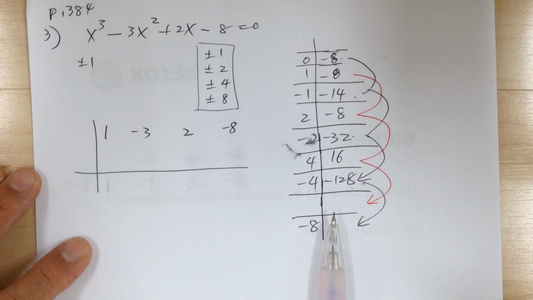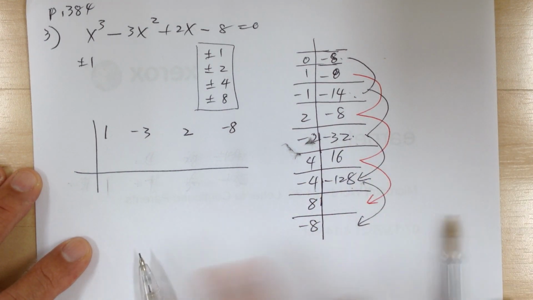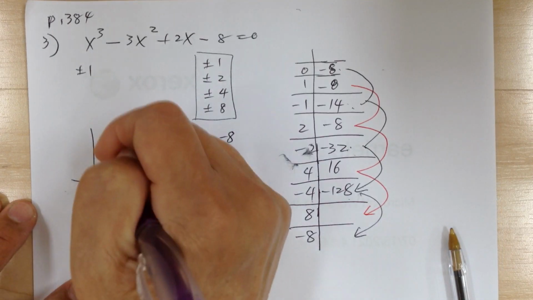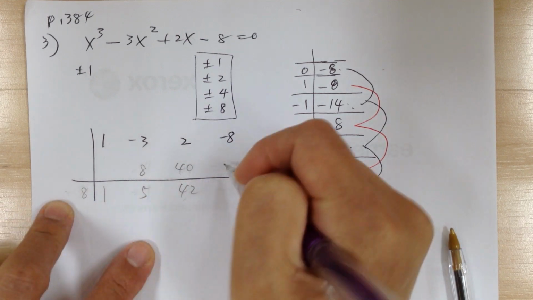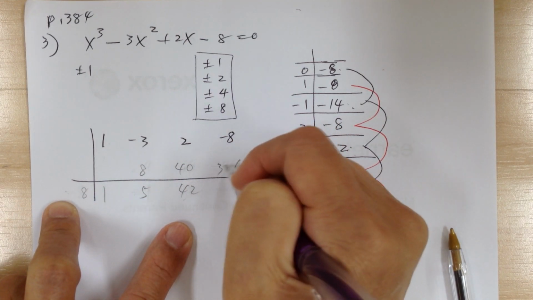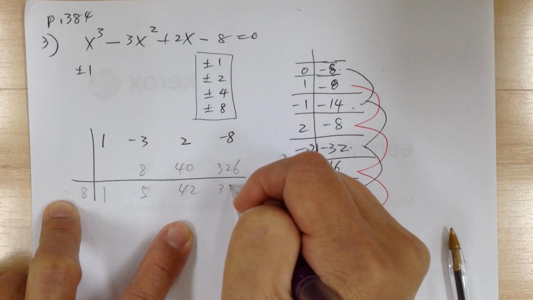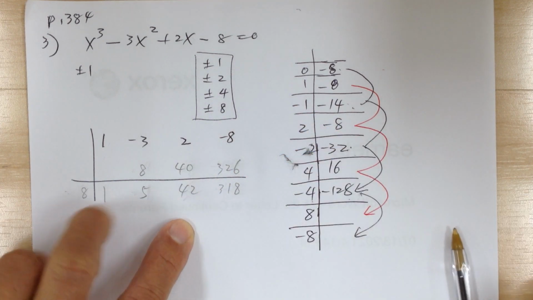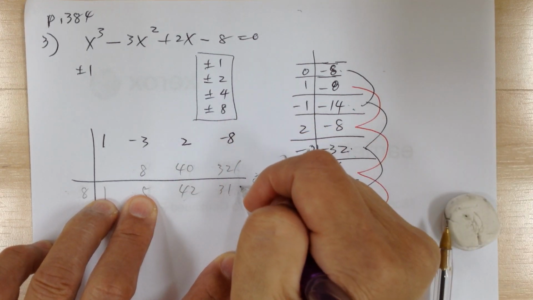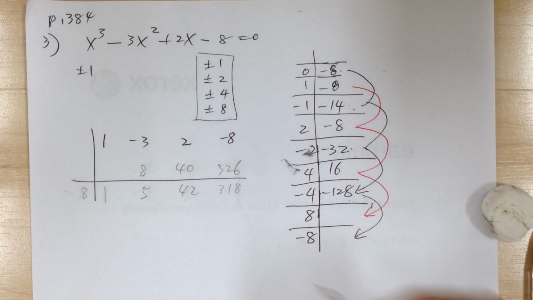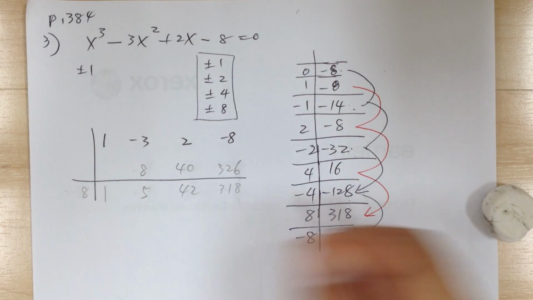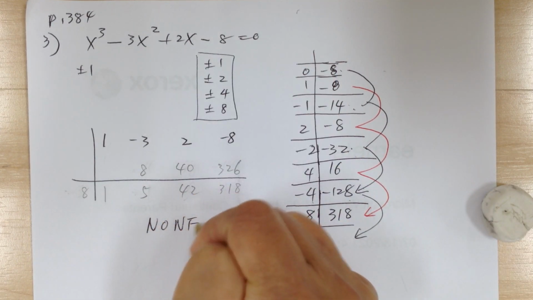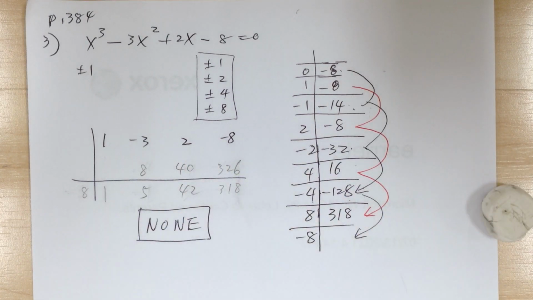Let's try positive 8. When you try 8, you drop, you multiply, you add, multiply, you add, multiply, and when you add, you get 3,318. So you can see again, it's going to be really, really big. So I don't even want to try that. So none of these work. So in this case, there would be no rational roots. None of them is going to work.